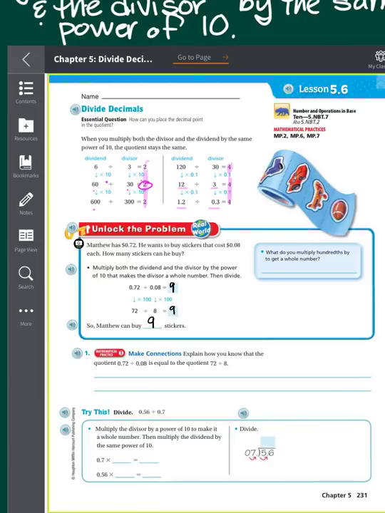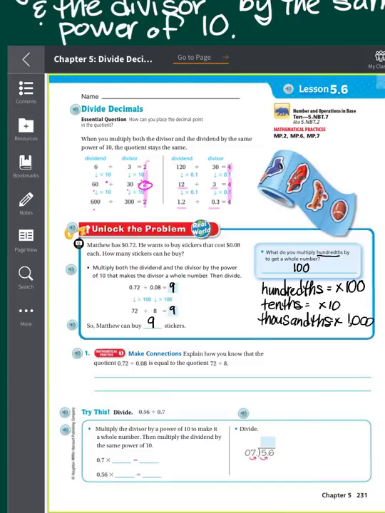What do you multiply hundredths by to get a whole number? 100. So think hundredths: you're going to multiply by 100. If you have tenths, you're going to multiply by 10. If you have thousandths, you're going to multiply by 1,000. Do you see the pattern there? Hundredths, multiply by 100; tenths, by 10; and thousandths, by 1,000.